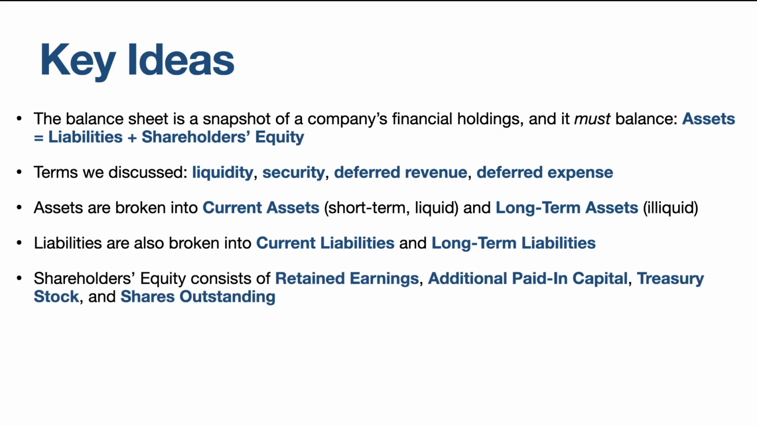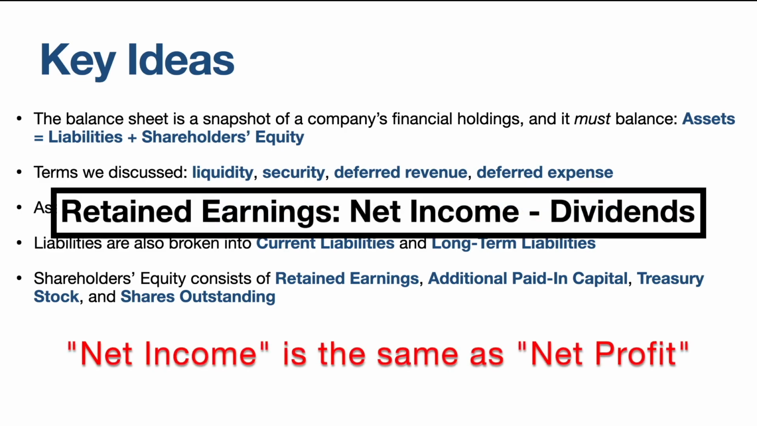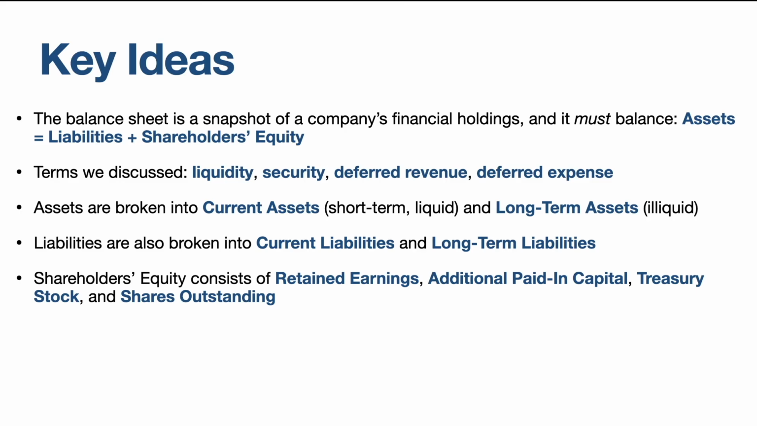And then we have the final section of the balance sheet, shareholders' equity. Shareholders' equity, or equity, is made up of four main sections: retained earnings, additional paid-in capital, Treasury stock, and shares outstanding. Retained earnings are found by subtracting dividends from net income. Additional paid-in capital is essentially the amount of money investors have paid to acquire a company's stock. Treasury stock is stock that a company buys back from its shareholders. And finally, we have shares outstanding, which is the value of all of a company's shares still available for investors to buy. If you remember these key ideas, you'll have a pretty full-featured understanding of the balance sheet.